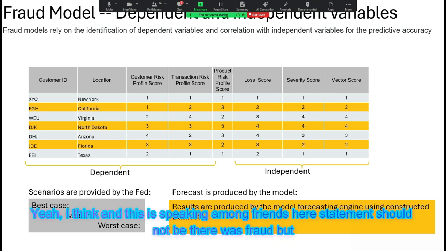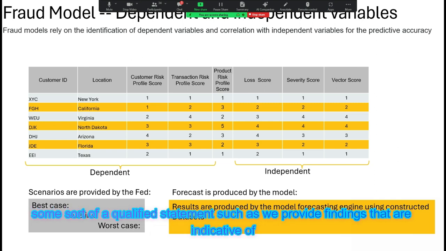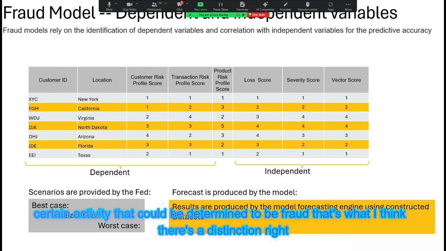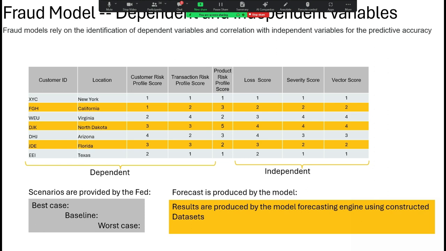Yeah, I replied to Dennis privately. I think this is colloquial speaking among friends here, and I think that the statement should not be that it was fraud, but some sort of a qualified statement such as we provide findings that are indicative of certain activity that could be determined to be fraud. That's true. There's a distinction, right? Absolutely. Right, and thank you, Gal.